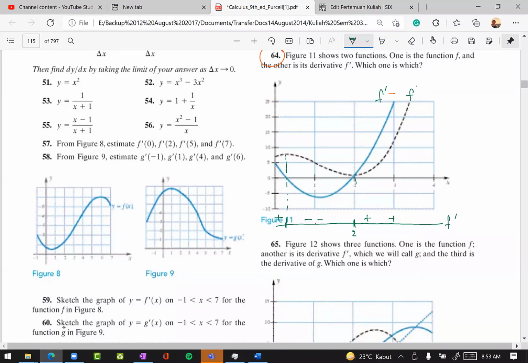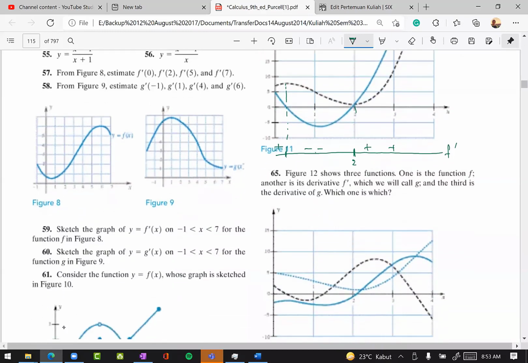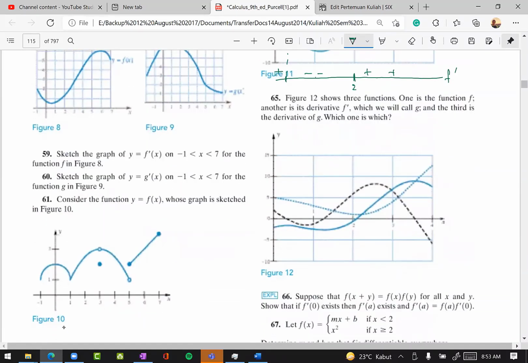So based on trial and error, you can do the same thing with this 65. When you have 3 graphs now of a function, its derivative, and again the derivative of that derivative, we call it the second derivative. Just pick one, say it is f, and then observe for the derivative. Again, what's important here is the sign chart.